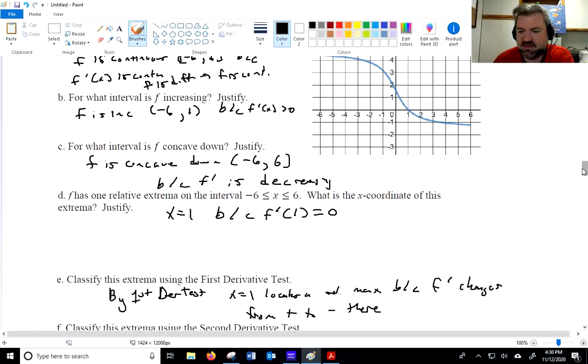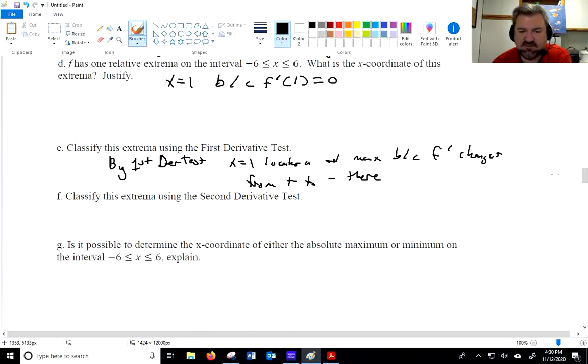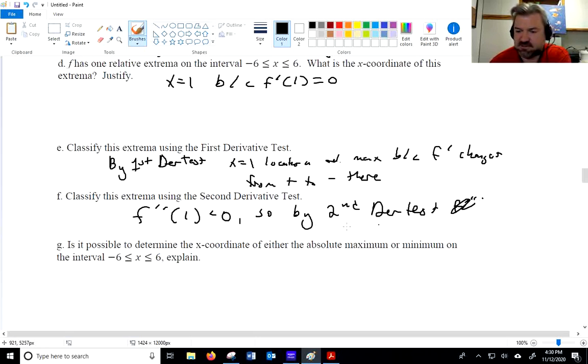Well, how could we use the second derivative test? Well, quite easily. We said that f double prime was negative everywhere. So f double prime of 1 is negative. So by the second derivative test, f has a relative max at x equals 1. So be able to do both of those tests.